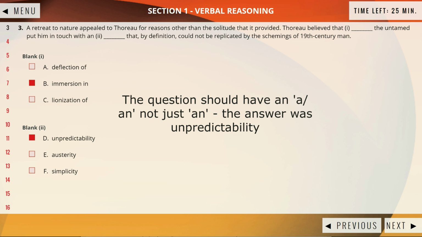I think the only answer I can go with is unpredictability based on the fact it's untamed. But that's not positive though. Unpredictability is not positive, and we're talking about appealing to throw. So I would say simplicity, but the "an" is wrong. So that's really weird. I'm just gonna have to go with that.